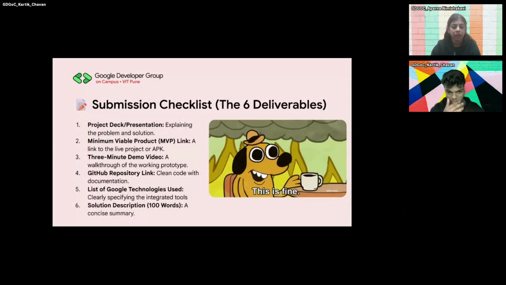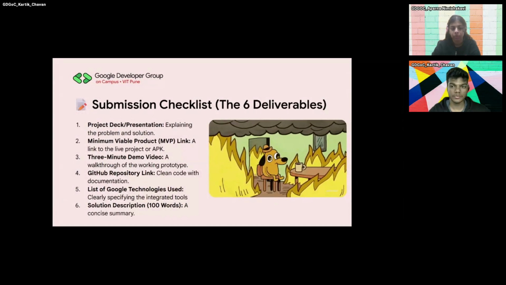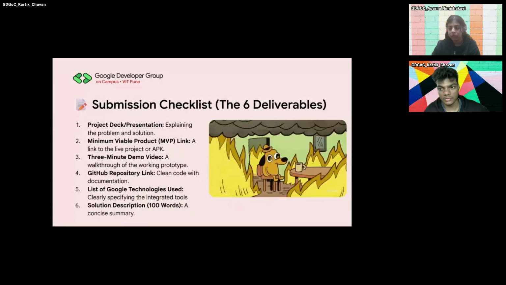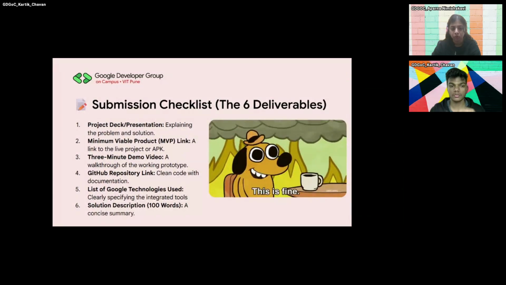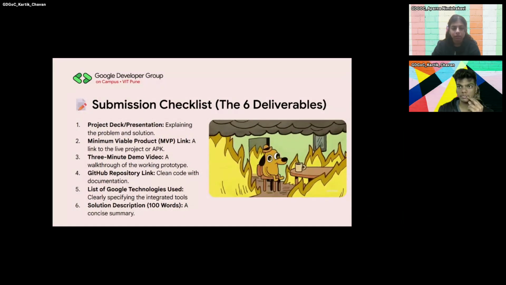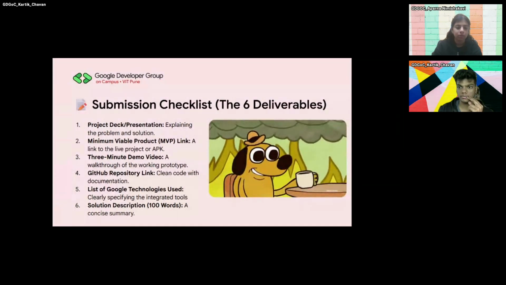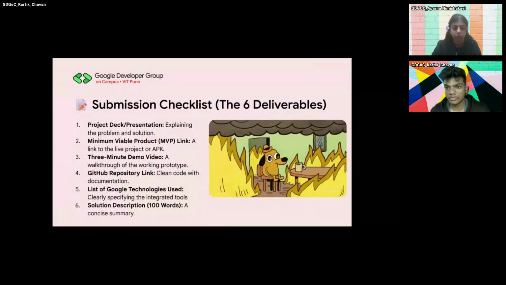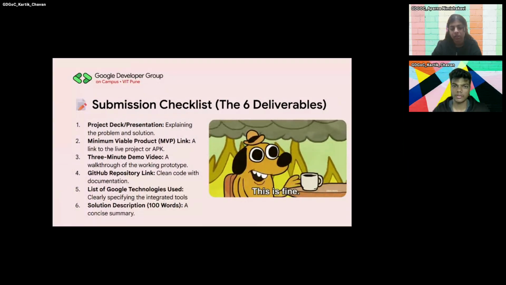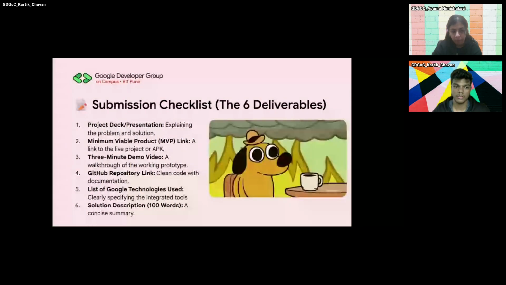Second is an MVP link, or a minimum viable product link. So basically, you have to deploy your project and send us a link to the working prototype of that project. At least a semi working prototype is expected.